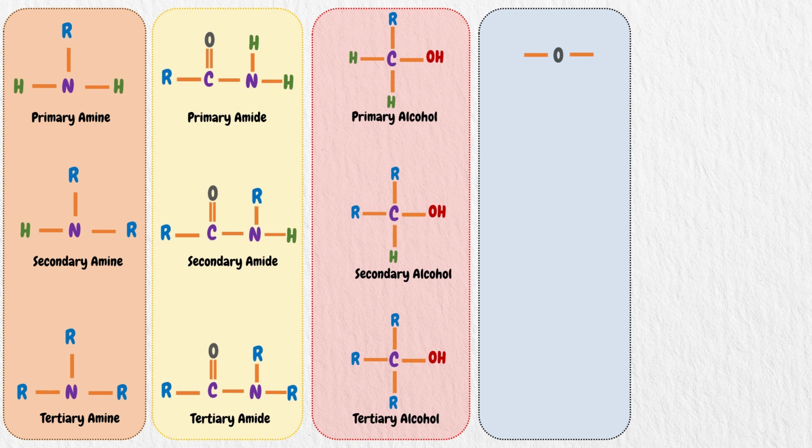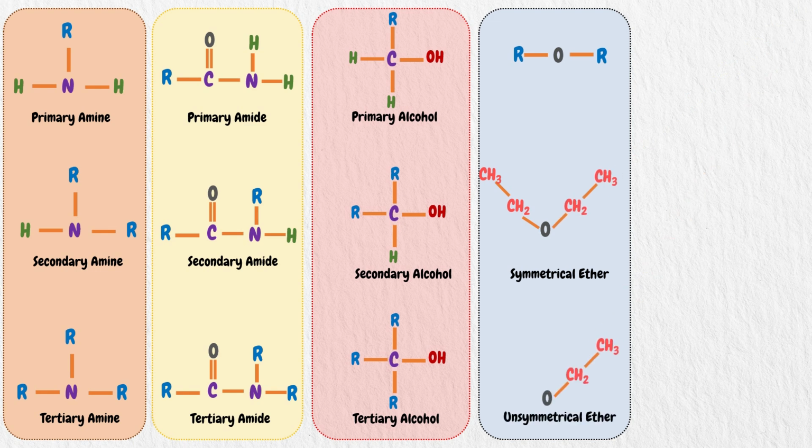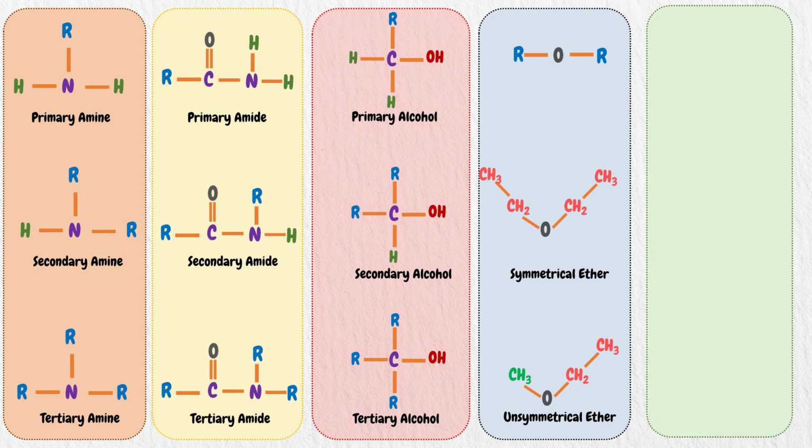Ether is a class of compounds that have 1 oxygen atom bonded to 2 alkyl or aryl groups. There are 2 types of ether. In symmetrical ether, the R groups on both sides of oxygen are the same, but in unsymmetrical ether, the R groups on both sides of oxygen are different. In the structure of ester, it has a carbonyl group attached with an R group on one side and an OR group on the other side. The R group can be alkyl or aryl.